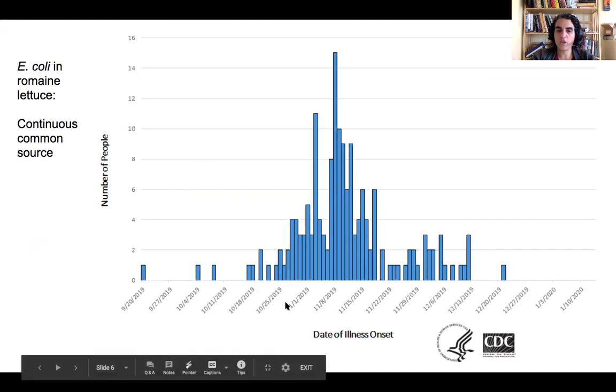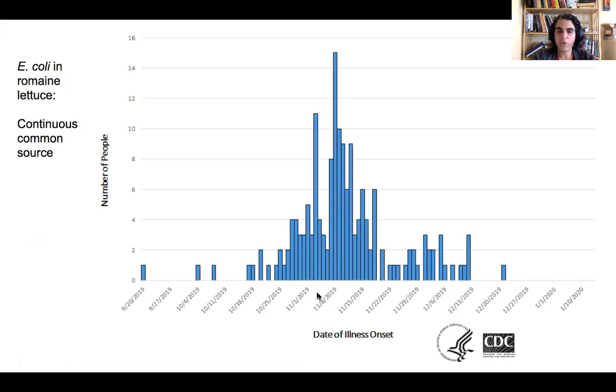This, by contrast, is the E. coli outbreak in romaine lettuce, and you can see that there were cases stretching from late September, October, November, December. Lettuce doesn't stay good for that long. This was not one contaminated batch of lettuce. This would be some contamination in the way lettuce was being produced and packaged. There'll be a few cases earlier. It picked up, and until they figured out what was going on, the contamination in the water, I believe, that was used on the lettuce, people were continuing to get sick. So this was a continuous common source.